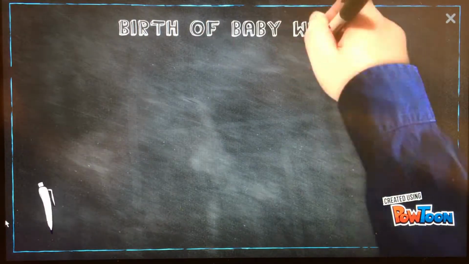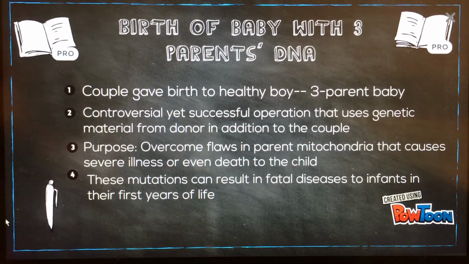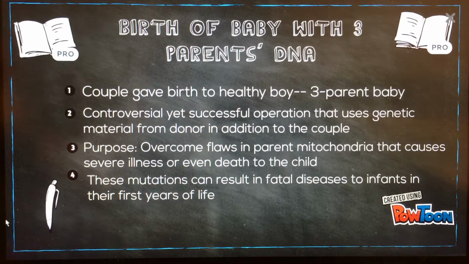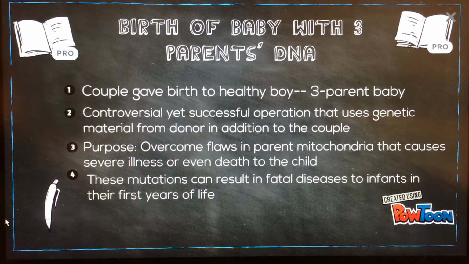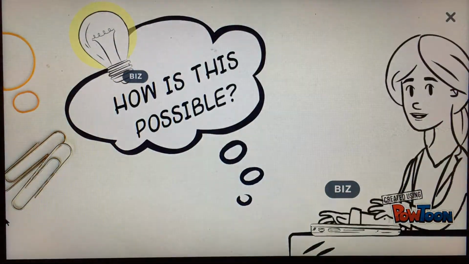In our article, scientists made it possible to genetically create a baby with 3 parents. A couple in need was the first successful procedure to go with the mitochondria transfer to overcome flaws in the mother's mitochondria that potentially cause severe illnesses. How is this possible, you may ask?